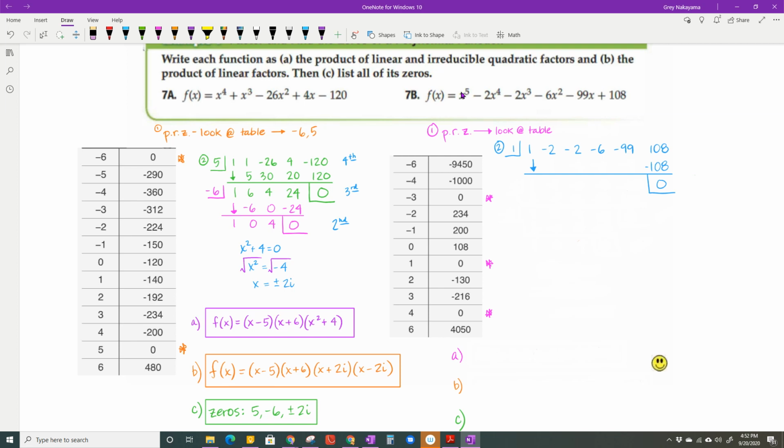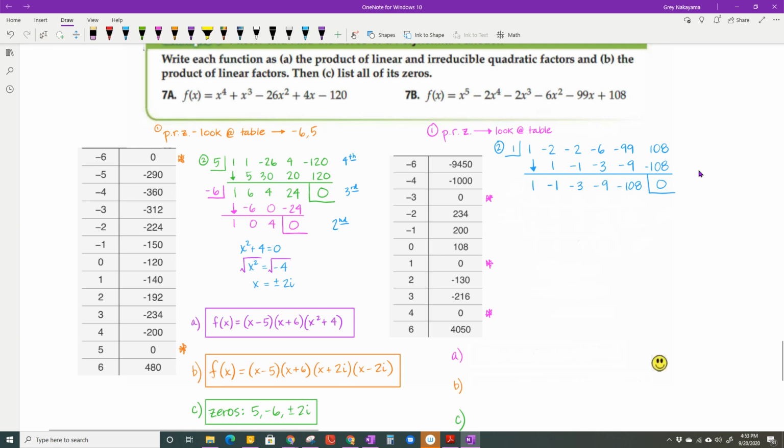So I carry down my 1. 1 times 1 is 1. -2 plus 1 is -1. 1 times -1, -2 plus -1 is -3. 1 times -3, -6 and -3 is -9. 1 times -9, -99 minus 9 is -108. And 1 times -108 is -108. So we're good. Now I'm going to go to the next one.